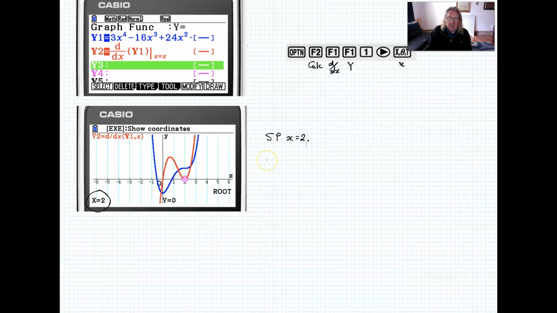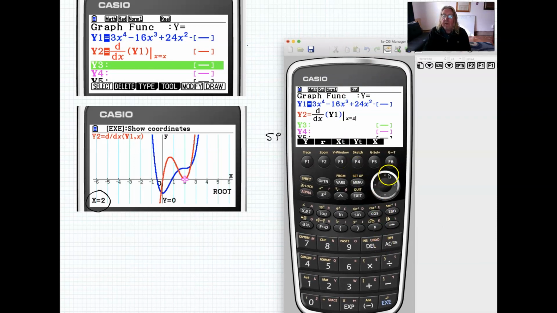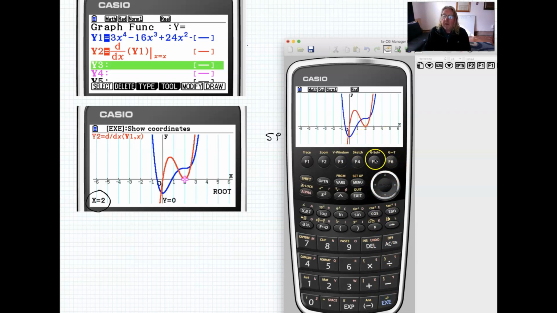If we want the coordinates of that, we've got to go back to our original function and get a y-calc by putting in that x value. So let's do that. We're back in graph. We're going to go G-Solve, F6 gives us more options, and F1 is a y-calc. That's the function that we want to do it on. So we select it and put in our x value, which is 2. It returns that the y value was 7.